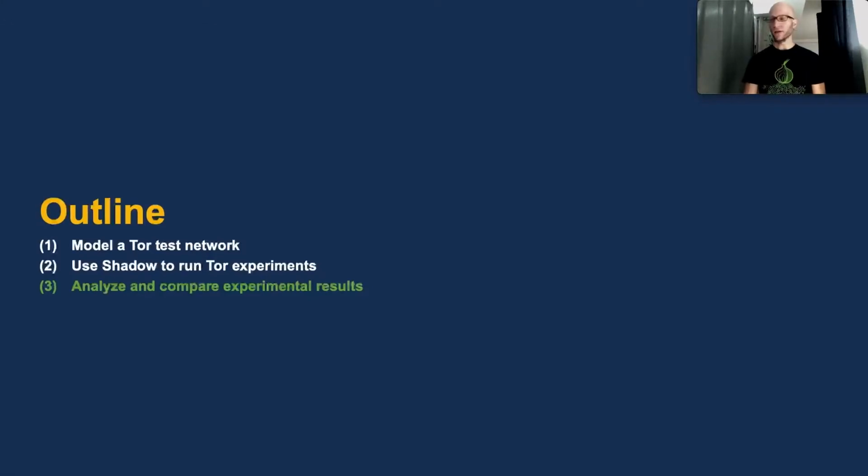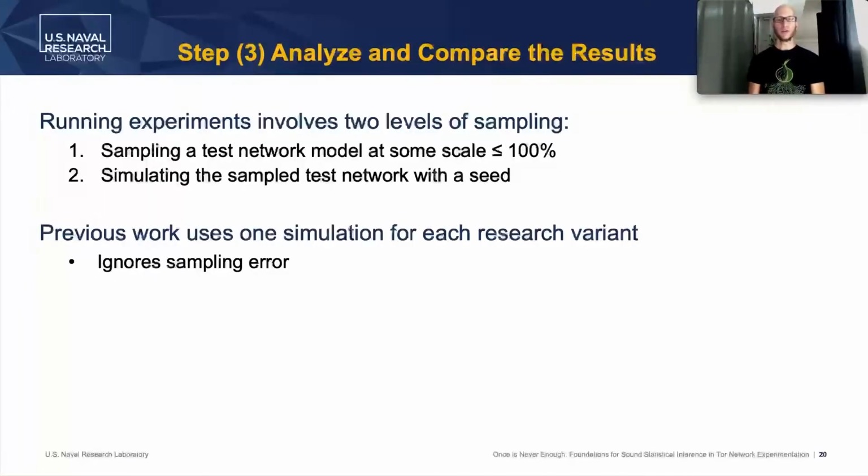And the third area is running experiments and then collecting the results and analyzing them. When generating the networks that we run the experiments on, this involves two levels of sampling. First, as previously mentioned, we sample a Tor test network using data that's available on Tor metrics at some scale less than 100%. Generally, this depends on the hardware resources available and the amount of RAM that Tor consumes. But we generally model it at a scale less than 100%. And that gives us a test network model that we can run.